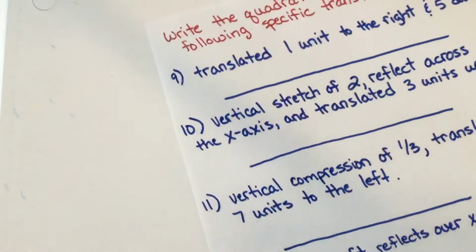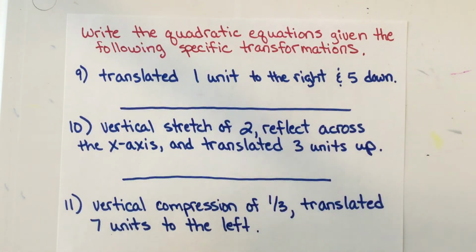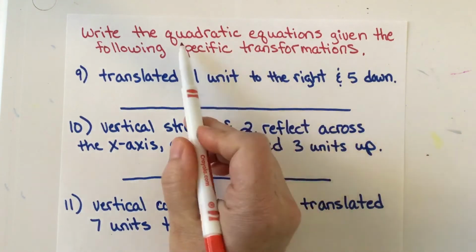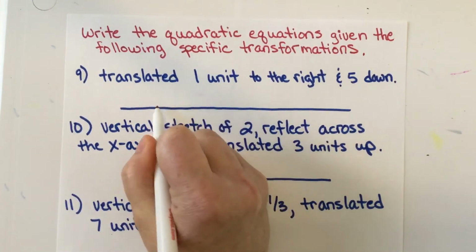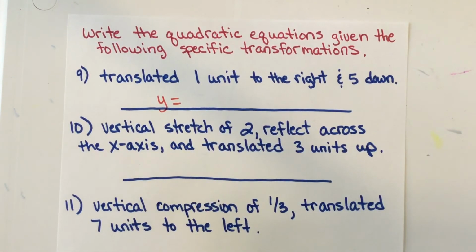Okay, this page. This time, the words are written down for me. I have to write the equation. So we're trying to write the quadratic equation. So it could say f of x equals, or it could just say y equals. I'll just go y equals.